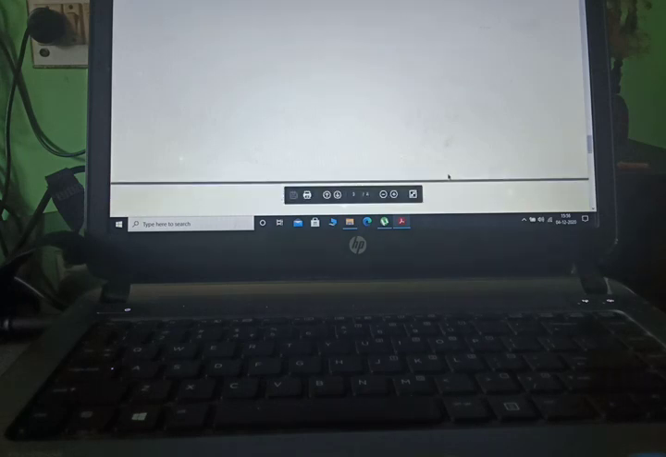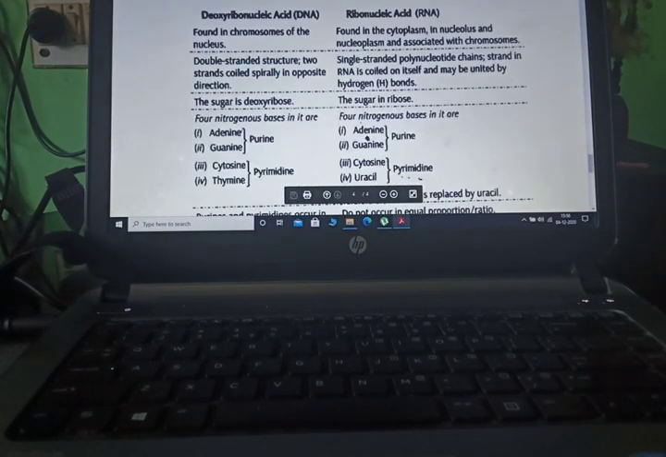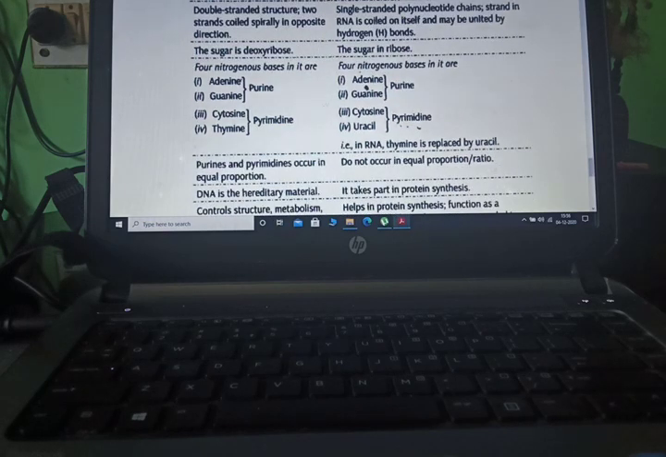Now, difference between DNA and RNA. You can see this is found in the chromosome of the nucleus, and this is found in the cytoplasm, that is RNA. DNA is double stranded, RNA is single stranded. Here the sugar is deoxyribose, here the sugar is ribose, and here the two strands are spiral in nature and in opposite direction, and here they are coiled on itself. Nitrogenous bases in DNA are adenine, guanine, cytosine and thymine, that is purine and pyrimidine.